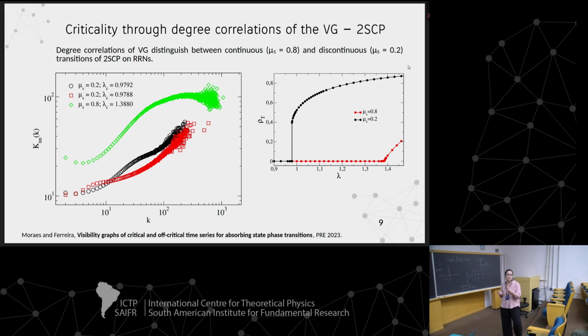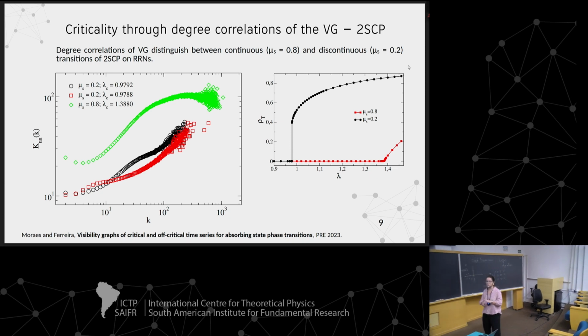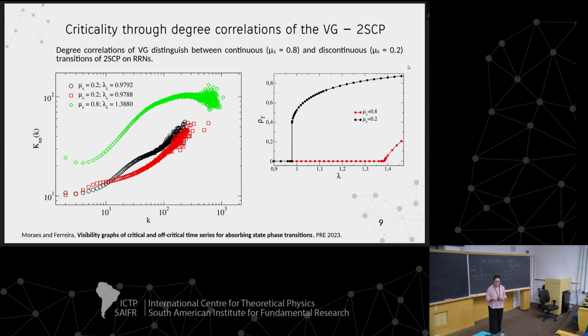It will get only the off-critical signature, as we expected. Okay? So, in this paper here, we have other discussions about how to understand the criticality of your process using visibility graphs. But in the follow-up of this work, we are interested in studying another stuff.